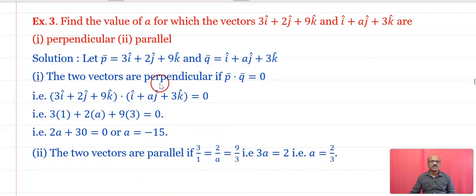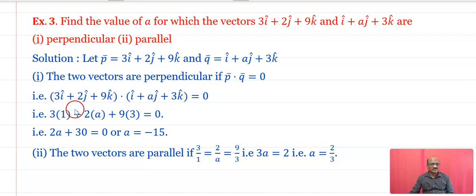Next problem, problem number 3. Find the value of a for which the vectors 3i cap plus 2j cap plus 9k cap and i cap plus aj cap plus 3k cap are perpendicular and parallel. Let p bar equal 3i cap plus 2j cap plus 9k cap, and q bar equal i cap plus aj cap plus 3k cap. The two vectors are perpendicular if p bar dot q bar equals 0. Therefore, in first bracket 3i cap plus 2j cap plus 9k cap dot in bracket i cap plus aj cap plus 3k cap equals 0.